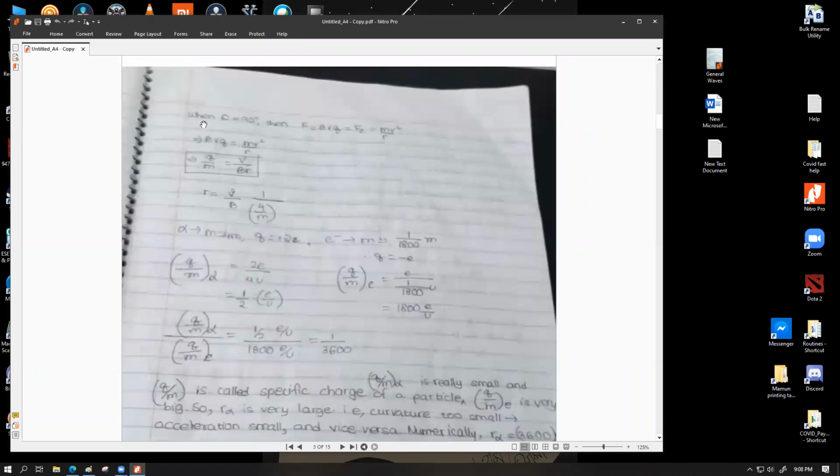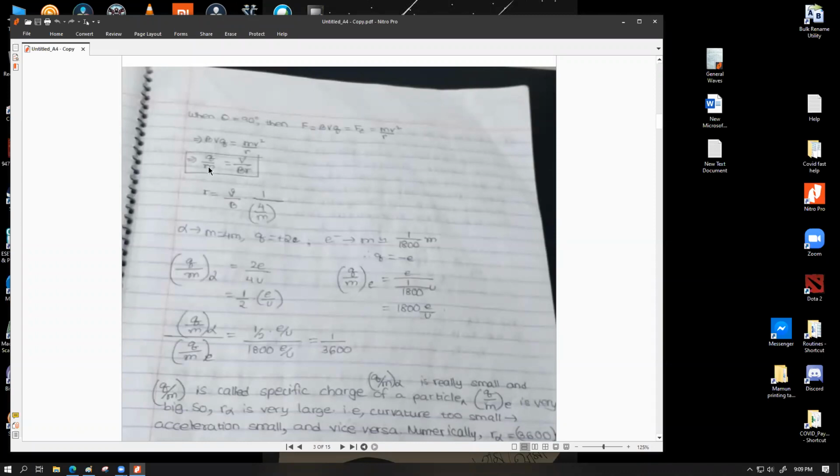So yeah, when theta equals 90 degrees, then F equals BVQ, F equals mv square by r. So we can get this equation, right. And what we can get from here, I mean, this is actually pretty interesting mathematics. I'm going to explain this in a bit. Hold up. BVQ equals mv square by r. From here, V will cross out, and one square is gone. So if you do the ratio of Q by M, we get V by BR.